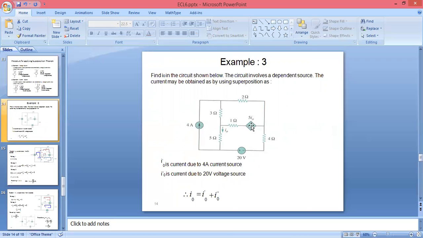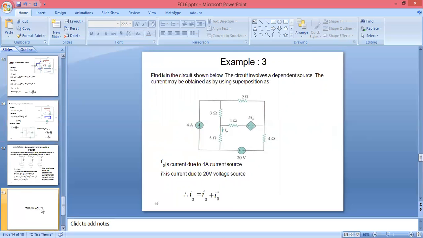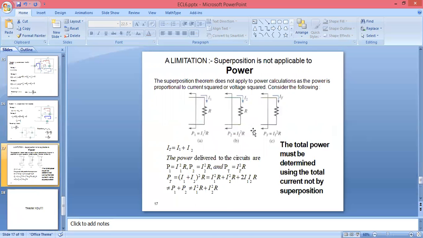यदि यहाँ पे डिपेंडेंट है तो हम क्या करेंगे, उसको as it is लेंगे. There is no need to remove, but if there are independent sources, we have to remove these sources. Power. The total power must be determined using total current, not by superposition. We will get value of current by taking the additions.